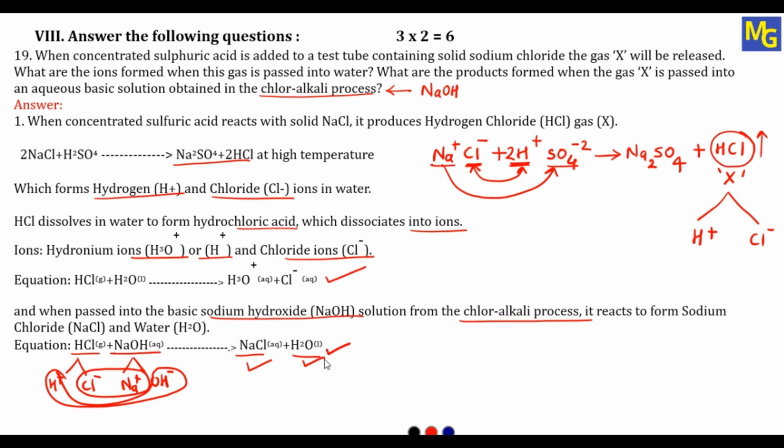NaCl is sodium chloride, nothing but a salt. So why are we getting salt and water? Because this is a reaction between acid and base. Whenever acid and base combine, we will get salt and water. So this is the answer for question number 19. I hope you understood clearly.